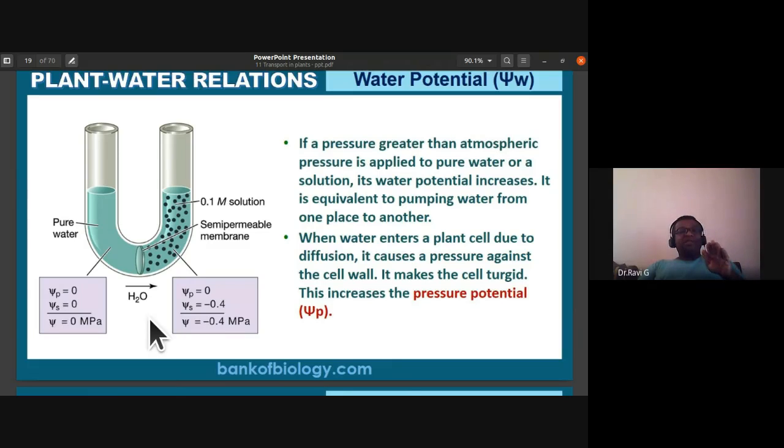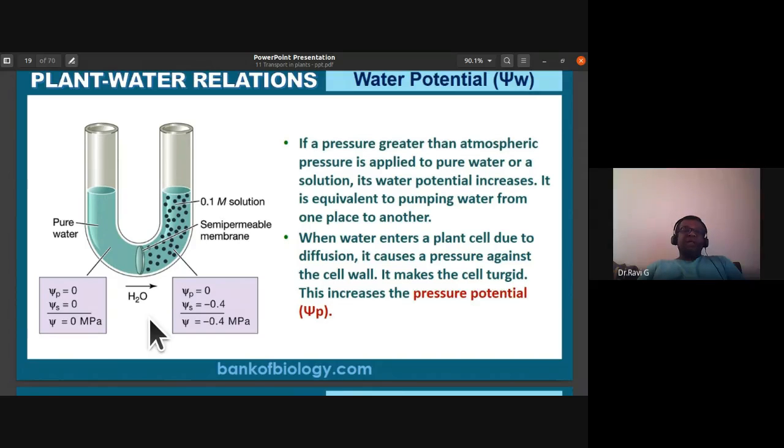When water enters a plant cell due to diffusion, it causes a pressure against the cell wall. It makes the cell turgid. So this increases the pressure potential. The pressure applied by water, due to the entry of water into the cell, onto the cell wall, we call turgor pressure. The cell wall, in order to neutralize this turgor pressure, has an equal and opposite pressure, which we call wall pressure.